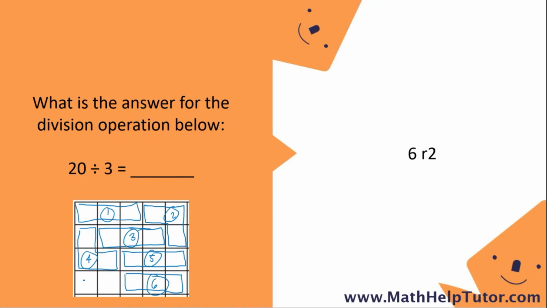And we can see that we have 2 remaining blocks, and we can no longer create another group with 3 blocks in it because there's not enough blocks to do that. So these 2 blocks are what we call remainders, and we have 2 of these. So the answer to 20 divided by 3 is 6 with a remainder of 2.